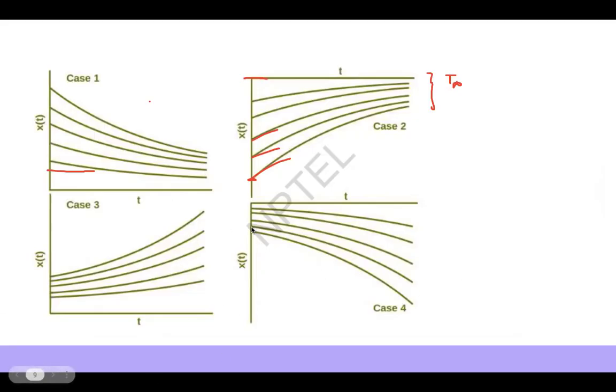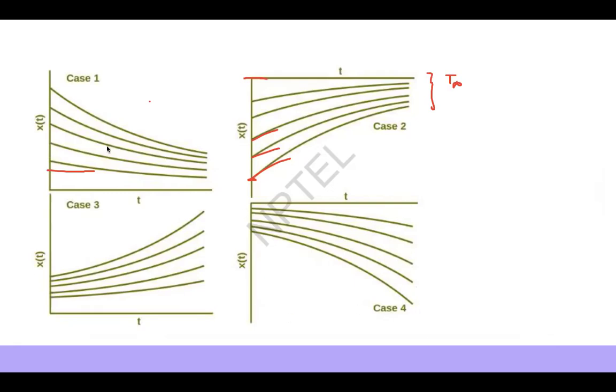Similarly, in this case, you have a temperature which is less than your T alpha, just like you saw earlier. But instead of an exponential increase, you have an exponential decrease. So as time progresses, the temperature keeps on decreasing and it will have a diverging solution. So this is also a diverging solution.